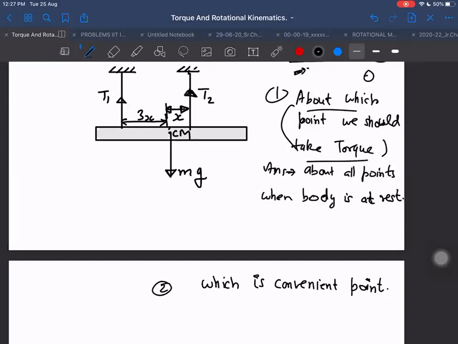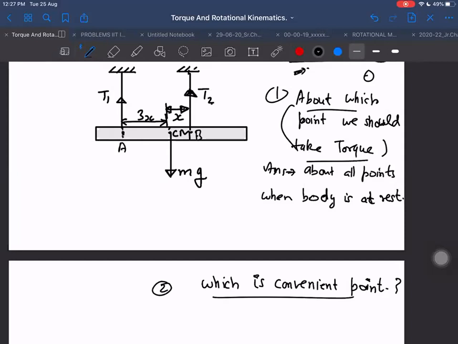Which is convenient point? That point is convenient which will be able to make most torques 0. Which point is able to make torque 0? If I take torque about point A, and if I take torque about point B, then due to T1, what is the torque about A? Due to T1, T1 is passing through A, so T1 into 0.